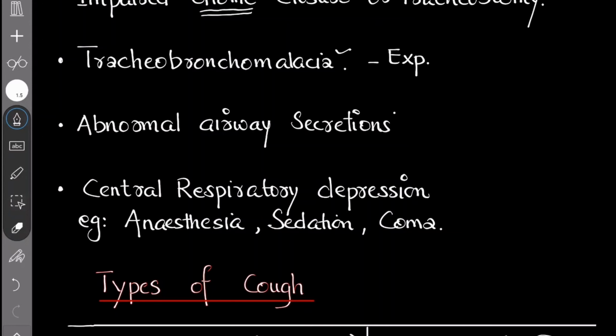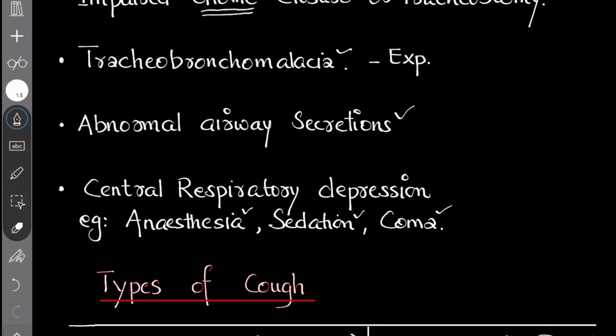Then abnormal airway secretions hamper the cough, causing impaired cough. Then central respiratory depression, like anesthesia, sedation, and coma.